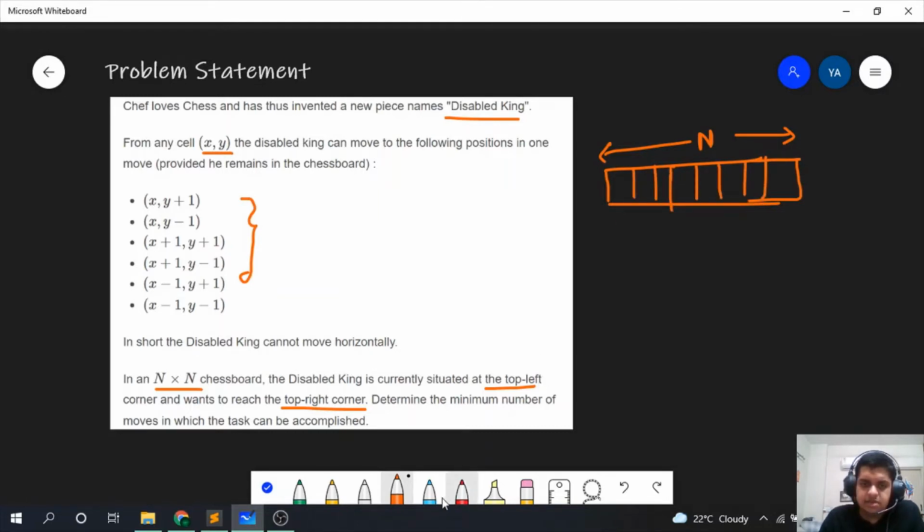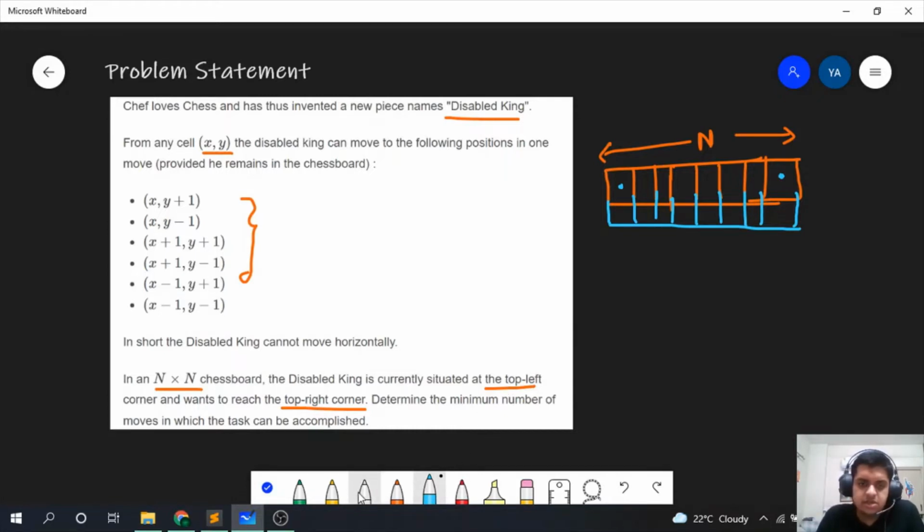So the king is first here and he wants to reach over here. Considering he cannot move horizontally, let us see how the king will move. We will be only requiring the top two rows, that's why I am only drawing these two. Let us consider that n is 1, 2, 3, 4, 5, 6, 7, 8. So we have n equal to 8, a standard chessboard.